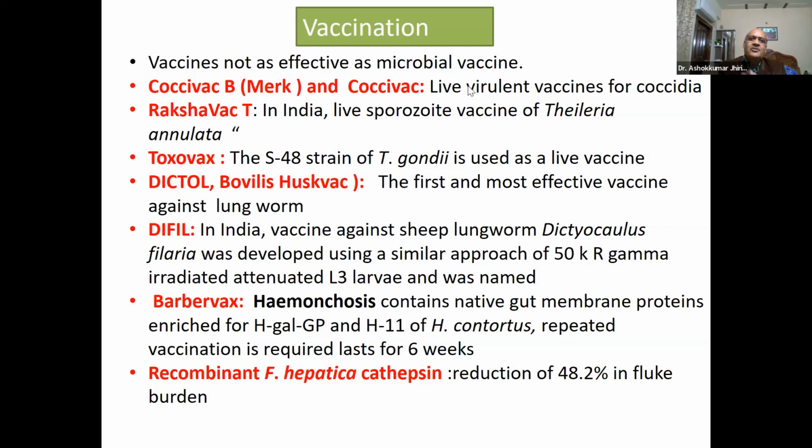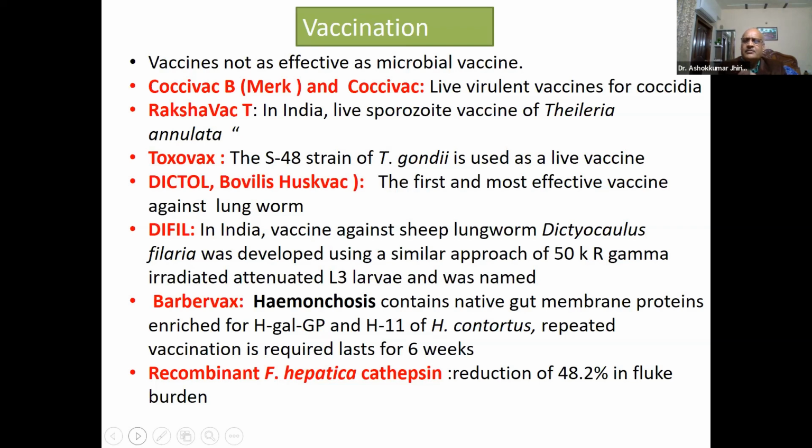So a lot of research is also being carried out to find a vaccine, because a vaccine is always considered a very green approach to control all kinds of infection. For example, for the control of coccidia, the Coccivac vaccine has been developed and is used in poultry, and also in small ruminants.